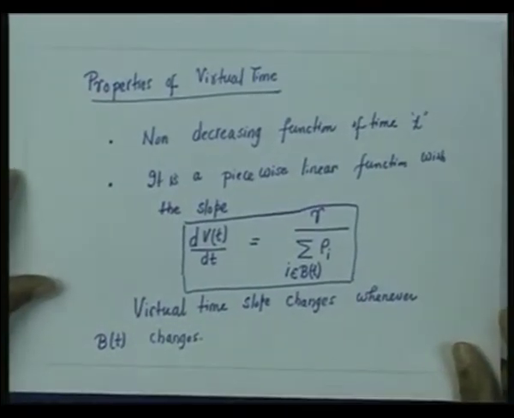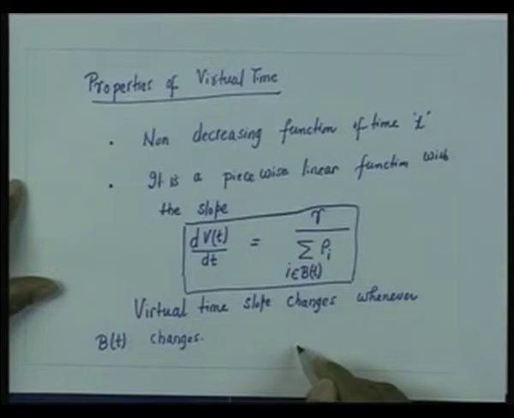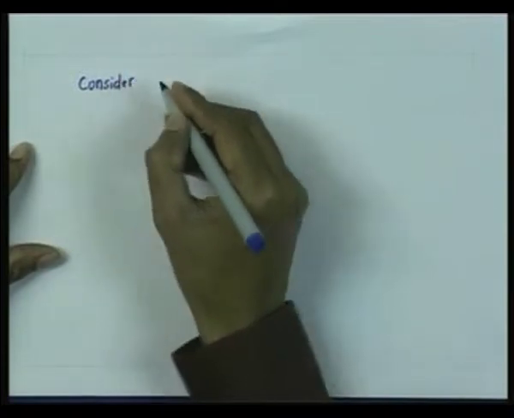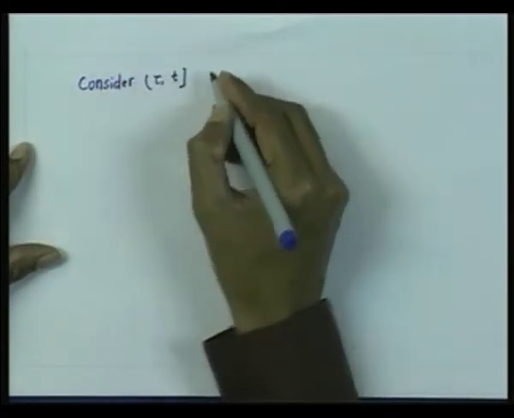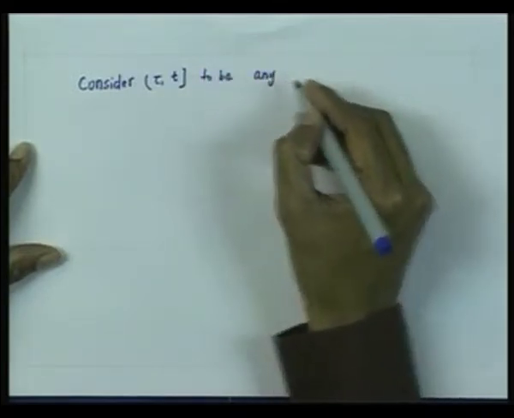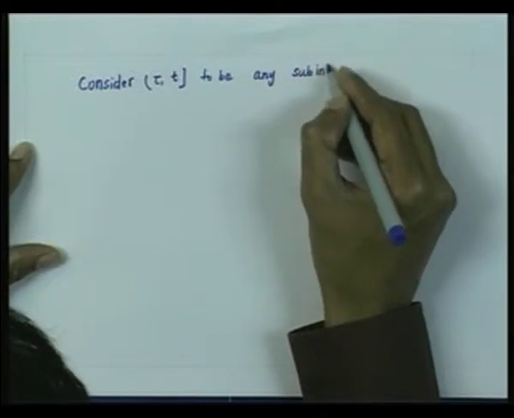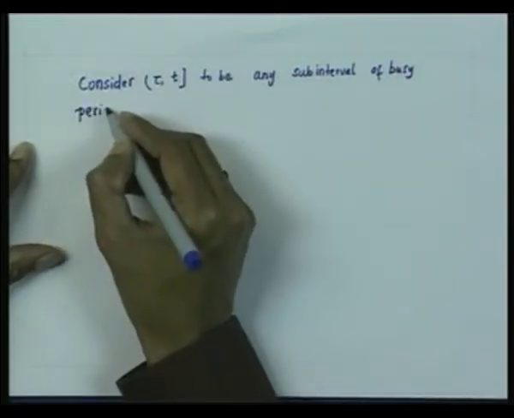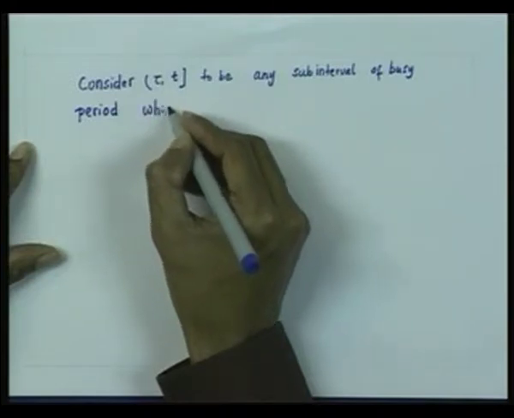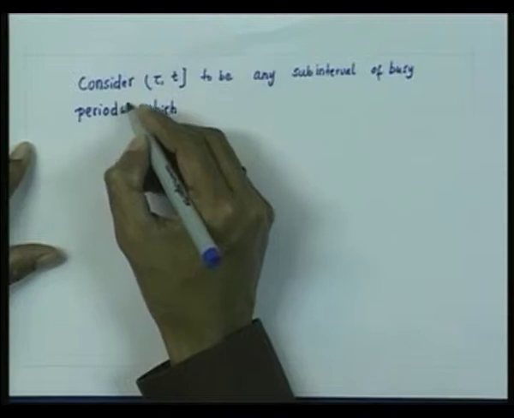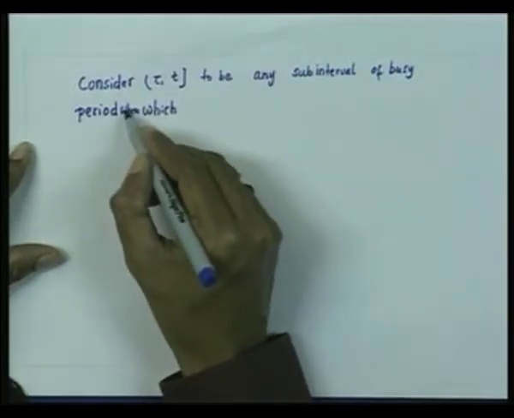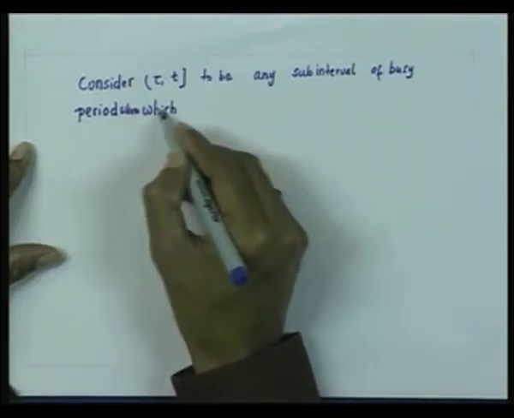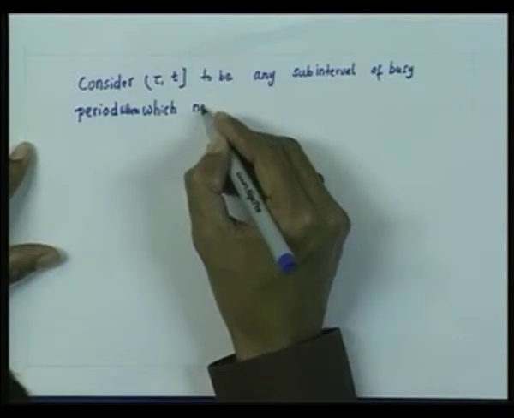Now for that, let us consider any arbitrary subinterval of the busy period. Let us consider tau to t to be any arbitrary subinterval of the busy period during which no session changes states.